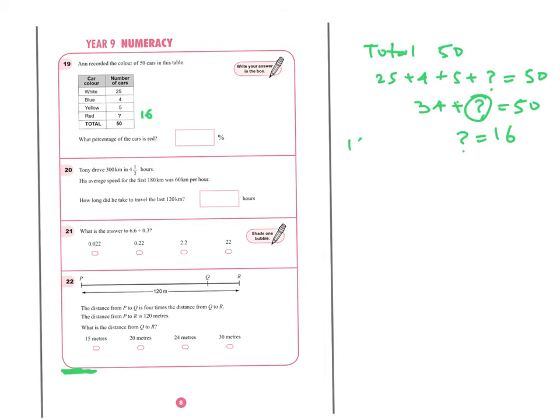So this is 16. What percentage of the cars is red? We have 16 out of 50 that are red, and then times 100%. What do you think this is going to be equal to? If you were allowed to use a calculator, it would be easy, but you're not supposed to use a calculator. So we're just going to do long division, 16 divided by 50. I don't know if you have seen this way before, this is how I learned.